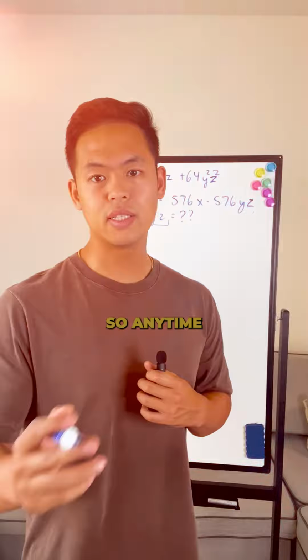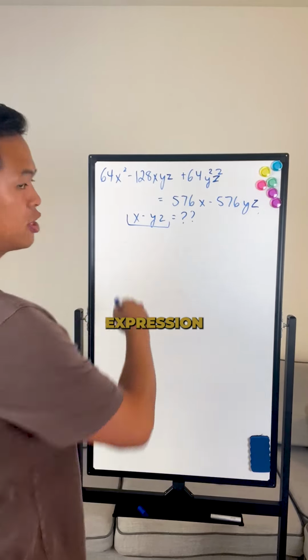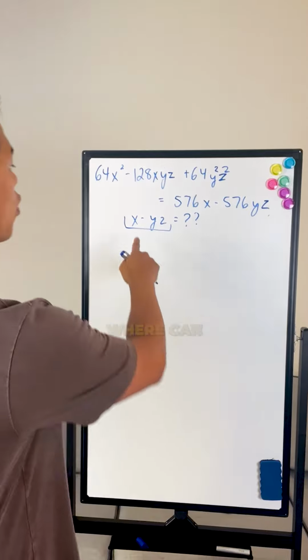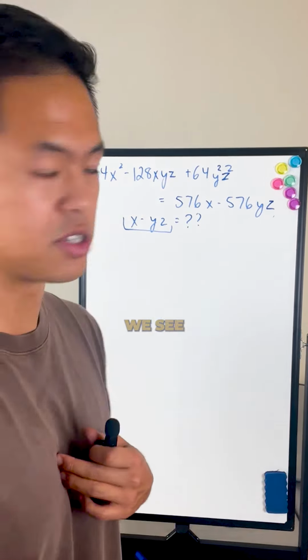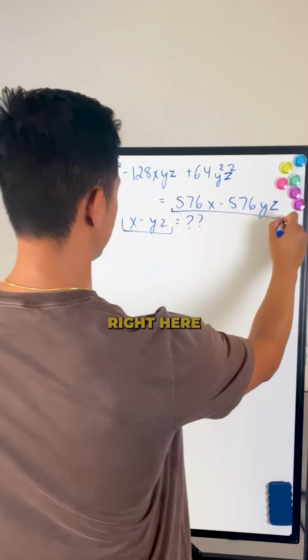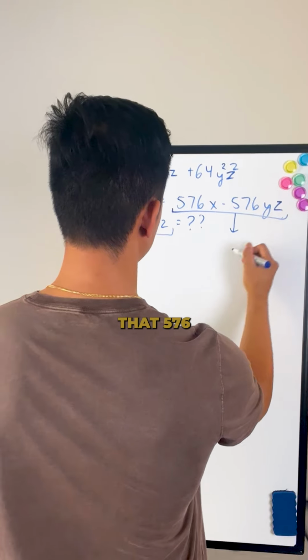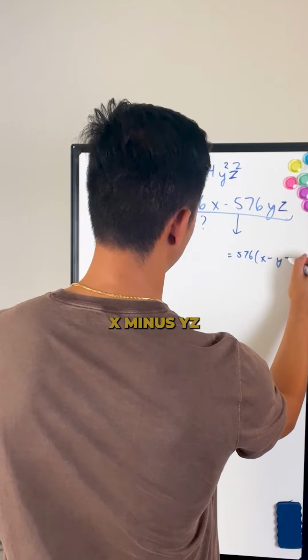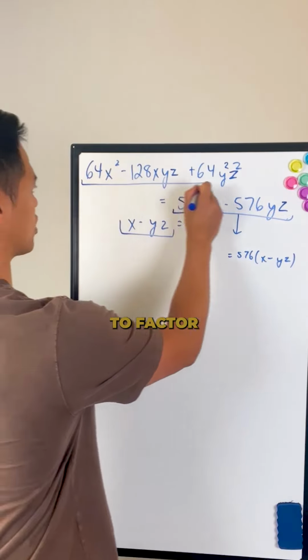Let me show you. So anytime you have something that's solving for an expression, you most likely have to factor. So the easiest way to do this problem is to figure out where we can isolate this just from what we see. So we know that this side right here, we can easily factor out that 576. So that's going to be 576 times (x minus yz). So we want to factor again some more.